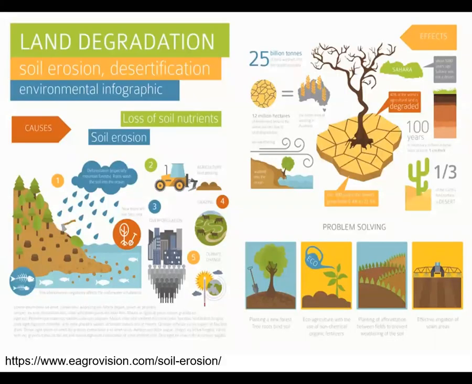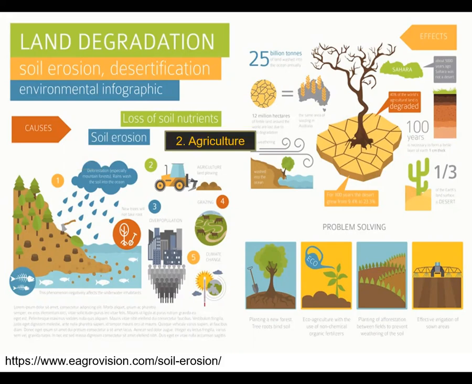Now, land degradation brought about by soil erosion. On the left side, let's identify the causes of soil erosion. First, we have deforestation. When deforestation happens, soil erosion follows.